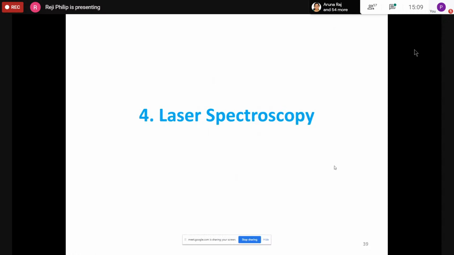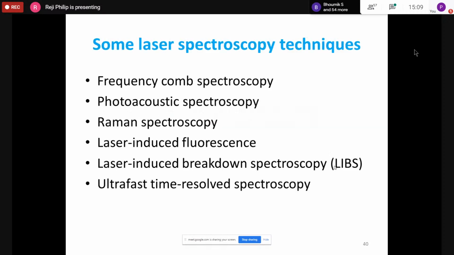Okay, so now we come to laser spectroscopy applications of nonlinear optics. There are many techniques which became prevalent after the arrival of lasers. One of these is frequency comb spectroscopy. This is for precise atomic spectroscopy. Then there is photoacoustic spectroscopy. What you do here in photoacoustics is to generate acoustic signals by means of laser beams, and then these acoustic signals are measured by using transducers.